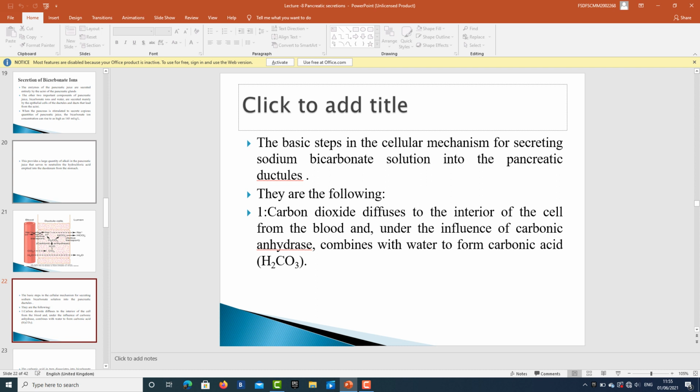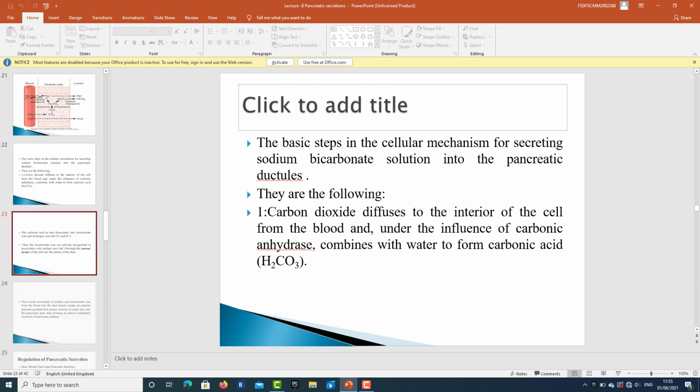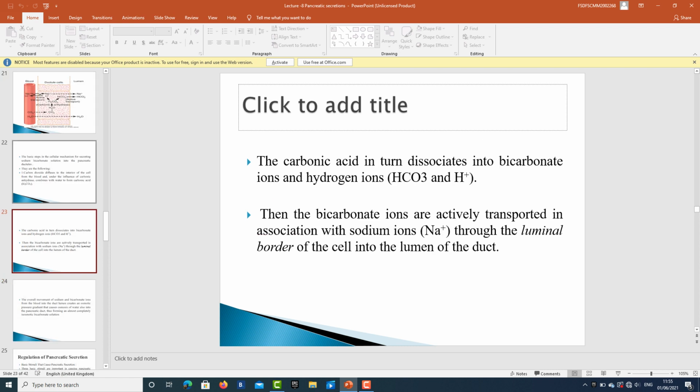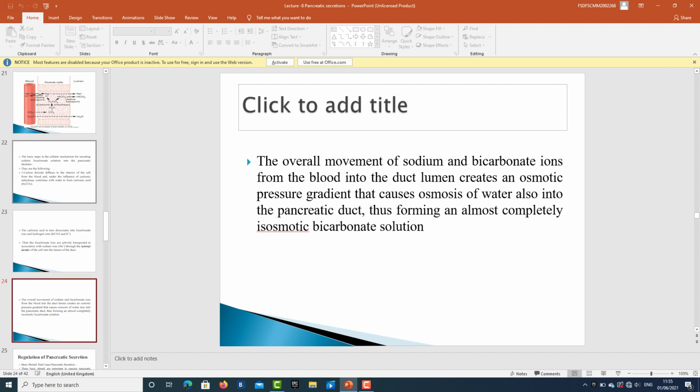The basic steps in the cellular mechanism for secreting sodium bicarbonate solution into the pancreatic ductules are these: carbon dioxide diffuses to the interior of the cells from the blood, and under the influence of carbonic anhydrase is going to combine with water and form carbonic acid. The carbonic acid is in turn going to dissociate into bicarbonate ions and hydrogen ions, and then bicarbonate ions are actively transported in association with sodium ions through the luminal border of the cell into the lumen of the duct.